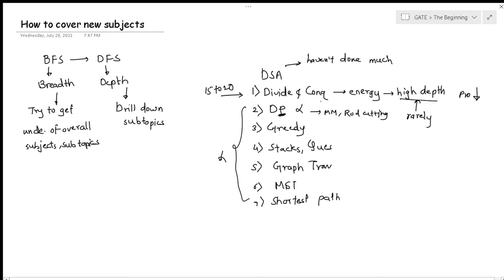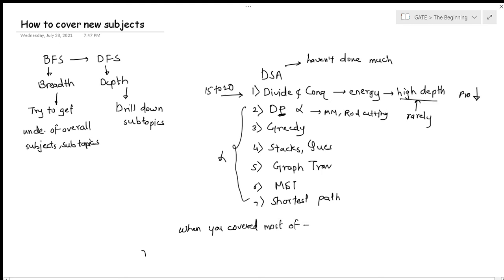See, if you are learning divide and conquer, if you learn merge sort, and now you are jumping into too much depth of merge sort, then it would be a waste of time, because in the same time you could have covered dynamic programming and the greedy algorithms, right? Now, when should you go for the depth? When you have covered all the topics, or most of the topics in a basic way.